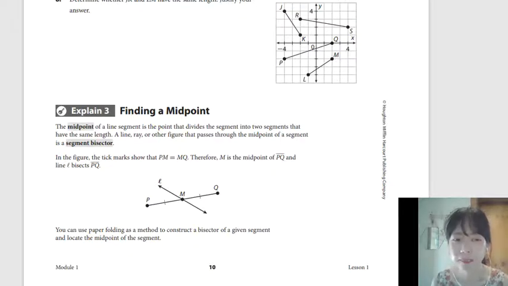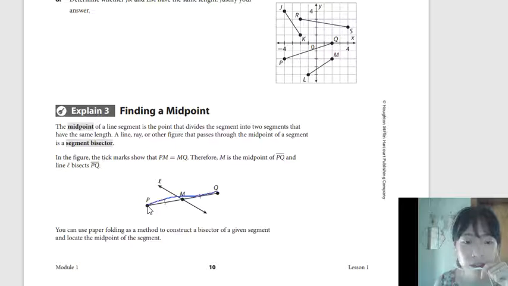Continuing with lesson 1, explain 3. We're gonna find a midpoint. Vocab. The midpoint of a line segment is the point that divides the segment into two segments that have the same length. A line, ray, or other figure that passes through the midpoint of a segment is a segment bisector. In the figure, the tick marks show that PM is equal to MQ. Therefore, M is the midpoint of PQ and L bisects PQ.